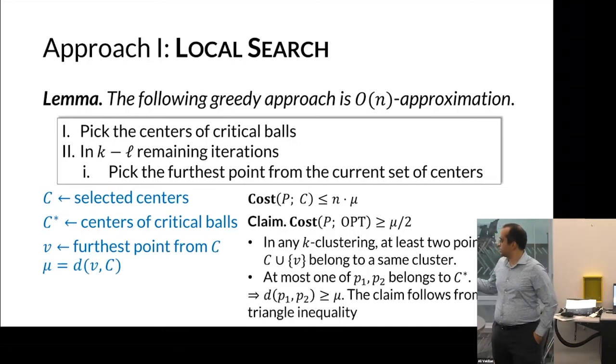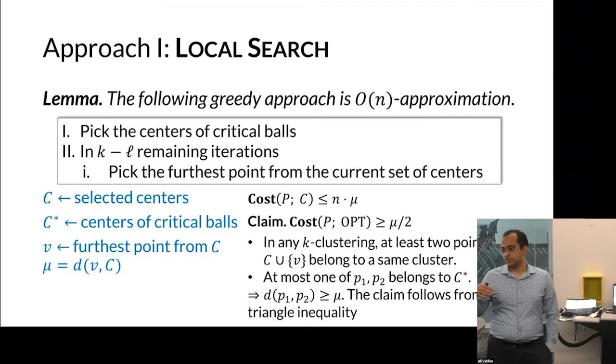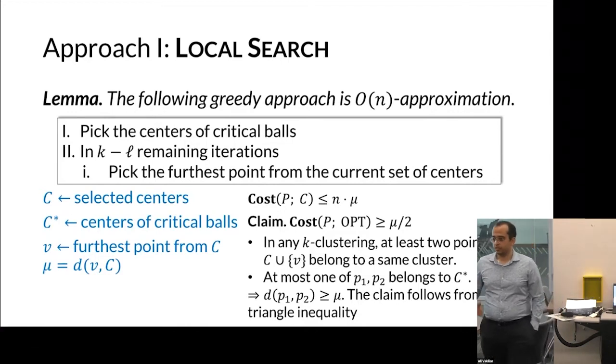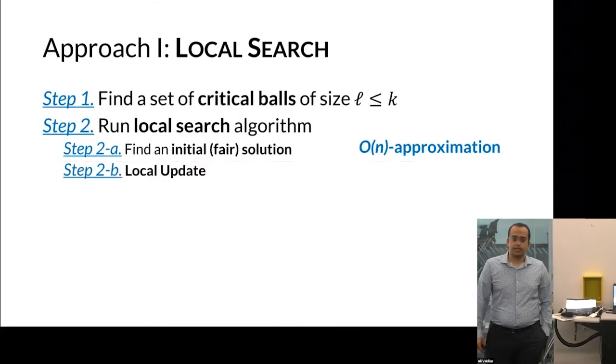And then we can show that since the distance of P1 and P2 is at least mu, the distance of one of them to their closest center would be at least mu over 2. So the total cost would be at least mu over 2. It's a very loose analysis, but I just want to get some order of approximation, which is enough for my case. And then I just do the local updates.